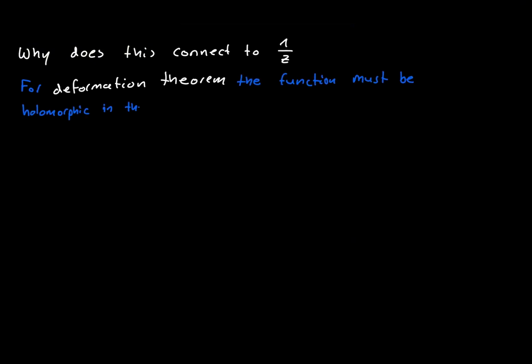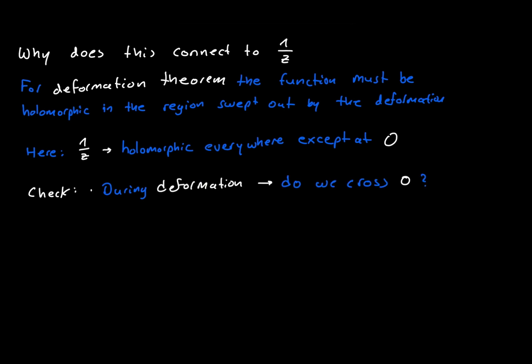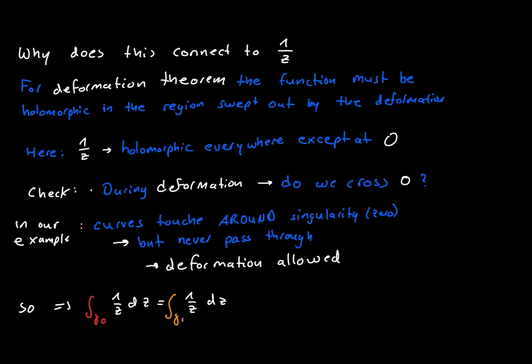Now comes the important connection to 1 over z. The function 1 over z is not defined at 0. So during the whole deformation, we must not cross 0. And in this example, we do not cross 0. Therefore, the deformation is valid. So the two integrals are equal.